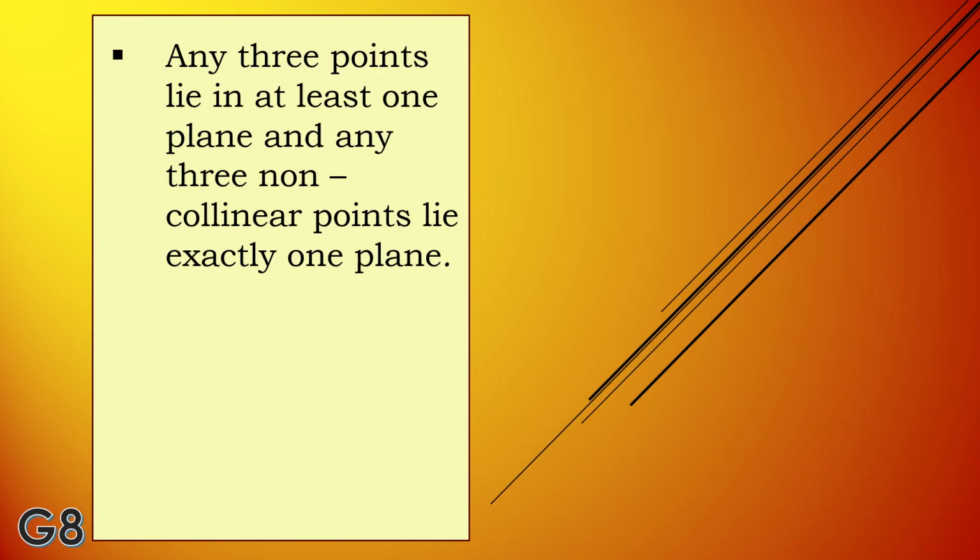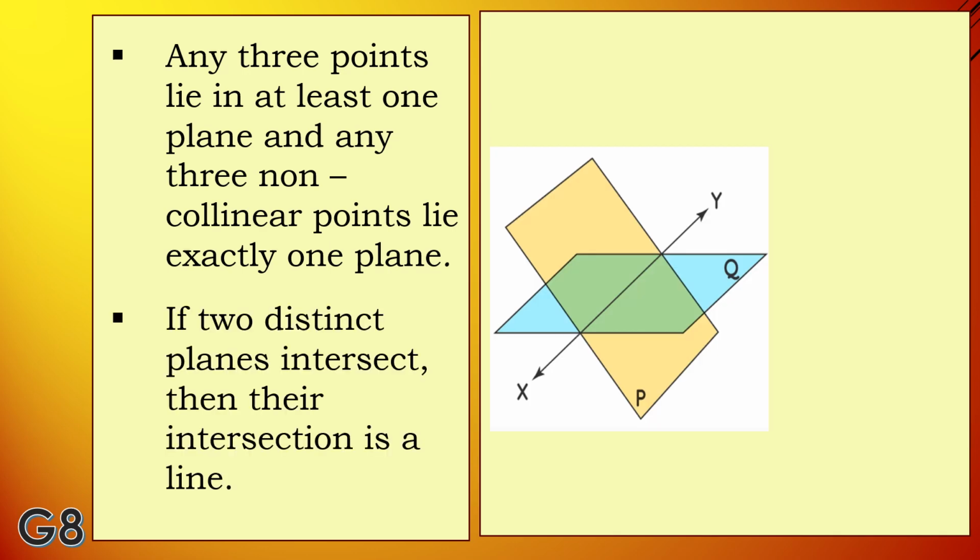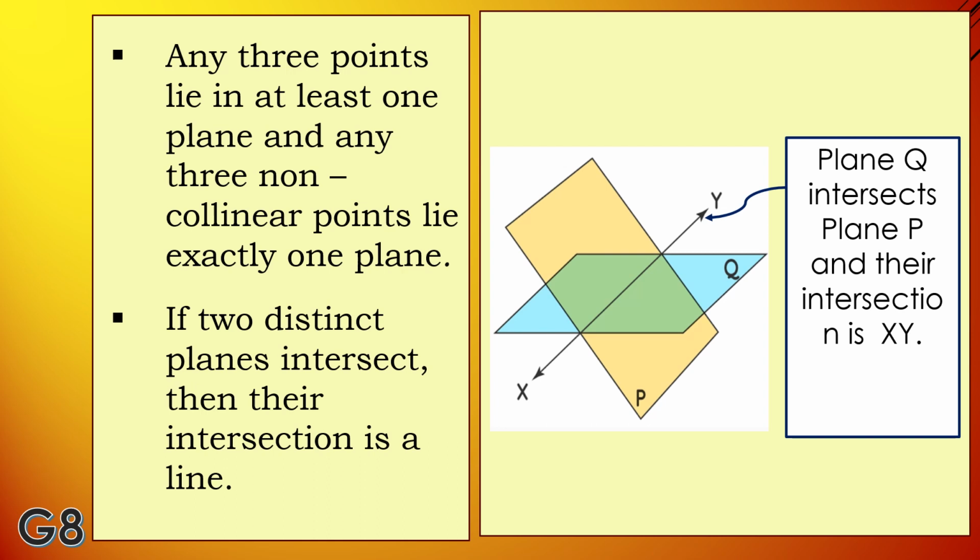Any three points lie in at least one plane, and any three non-collinear points lie in exactly one plane. So in this figure, we can see that plane Q intersects plane P, and their intersection is line XY. So if two distinct planes intersect, then their intersection is a line.